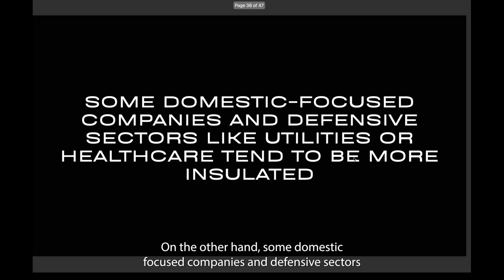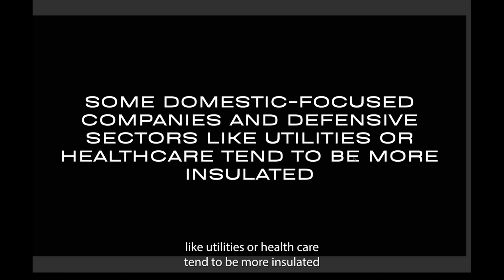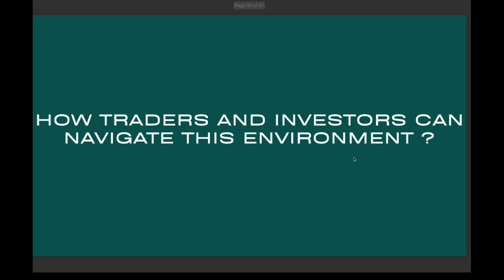On the other hand, some domestic focused companies and defensive sectors like utilities or healthcare tend to be more insulated. And ironically, during heightened uncertainty, gold, bonds, and safe haven currencies like the yen tend to rally. So the next time there is news about tariffs or trade tensions, zoom out and ask which sectors will benefit or get hurt. That can help you build smarter trades.